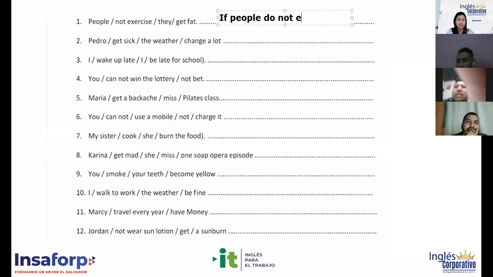If people don't exercise, comma, they get fat. Oh, great. Okay, if people do not exercise, they get fat. Please continue with the others.